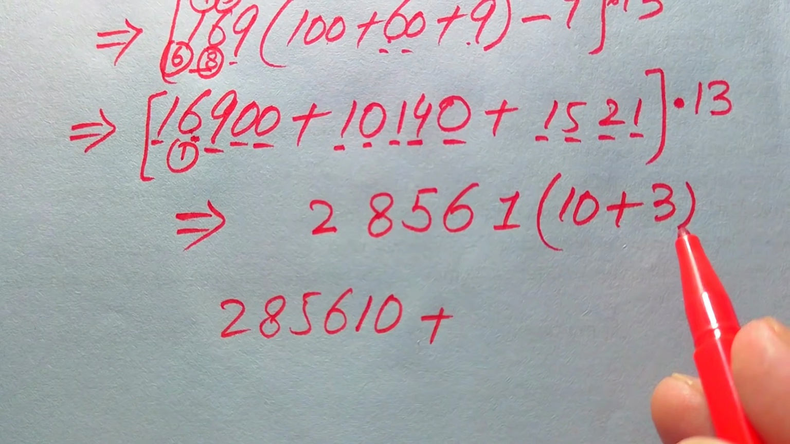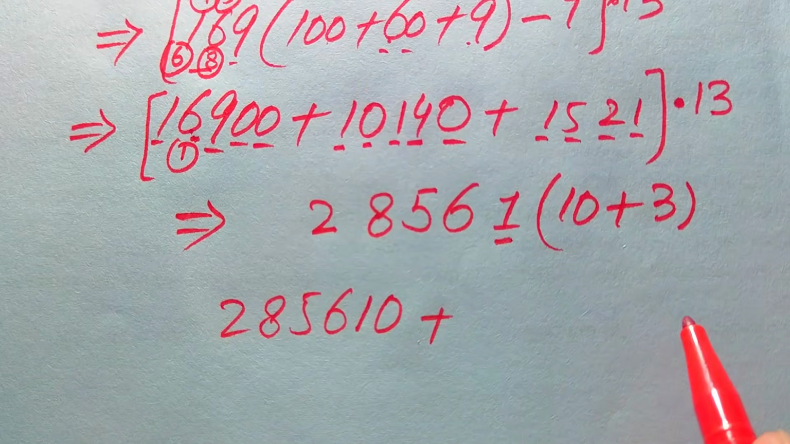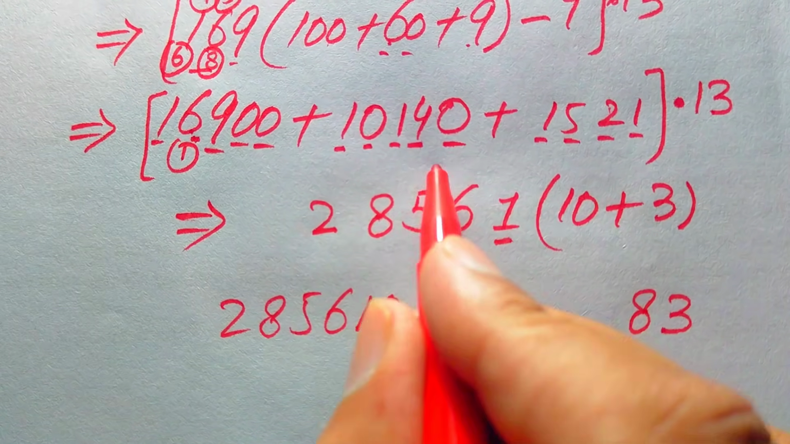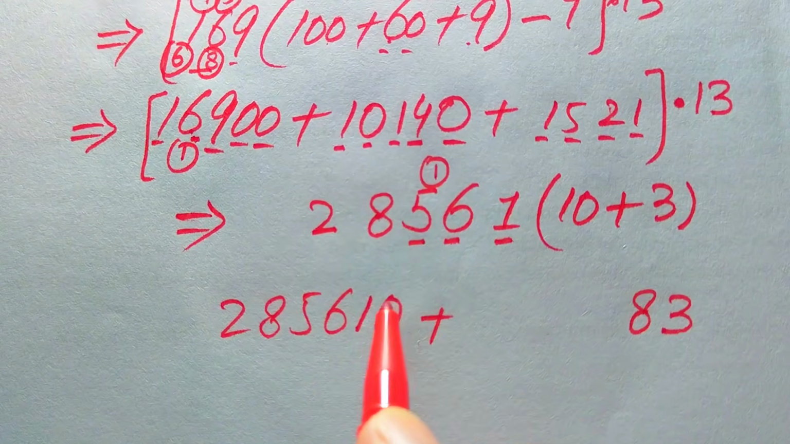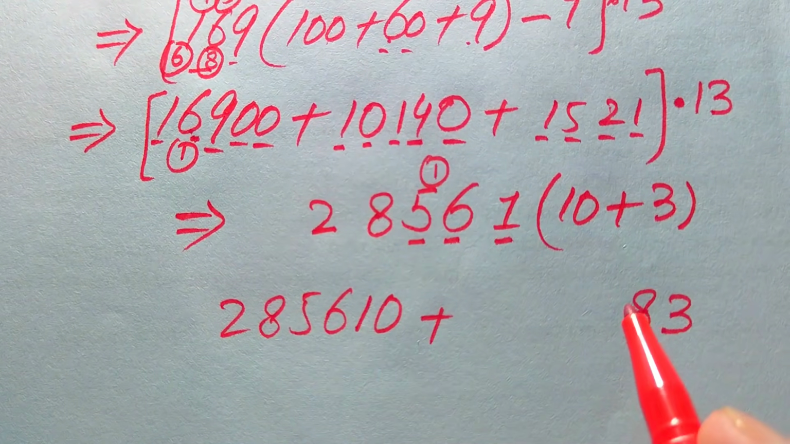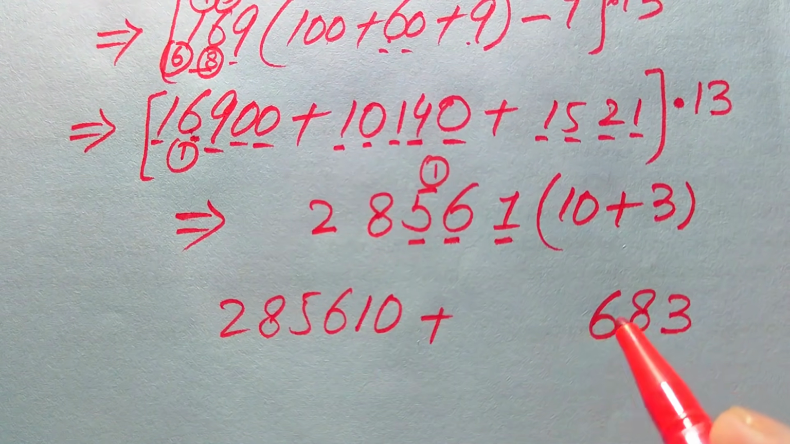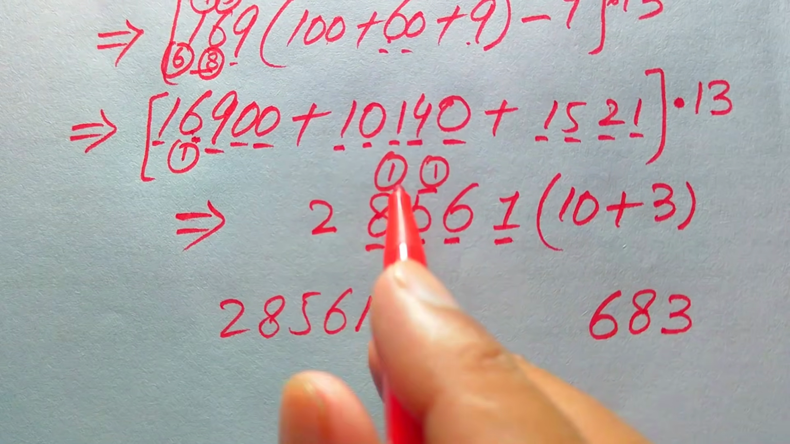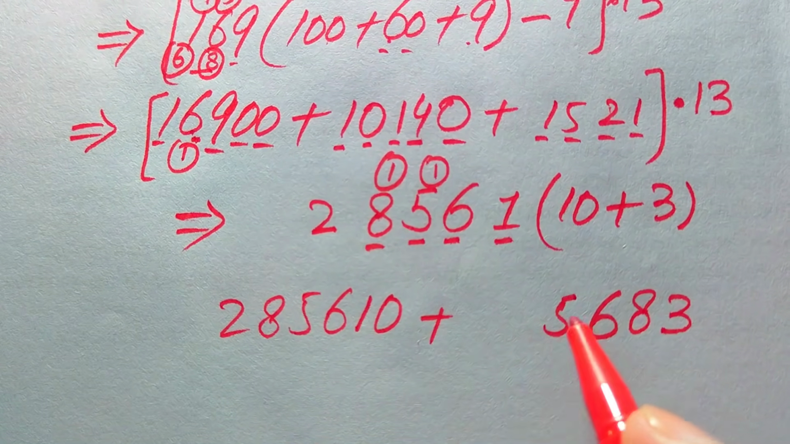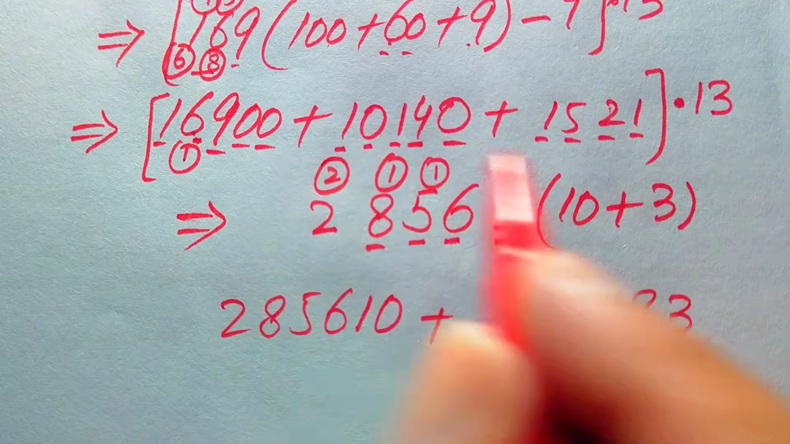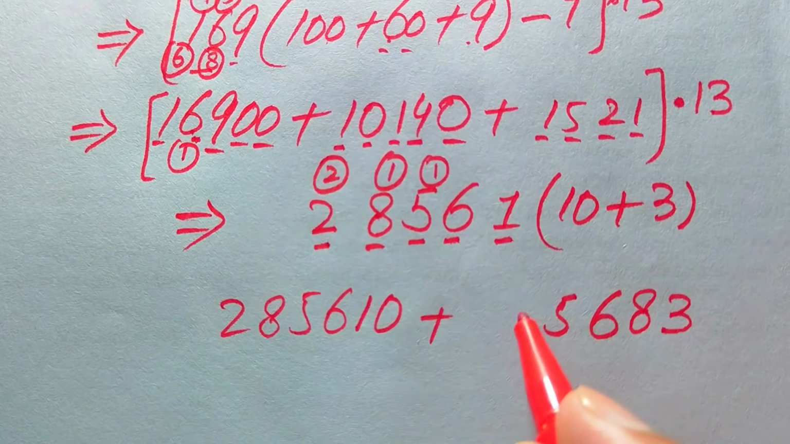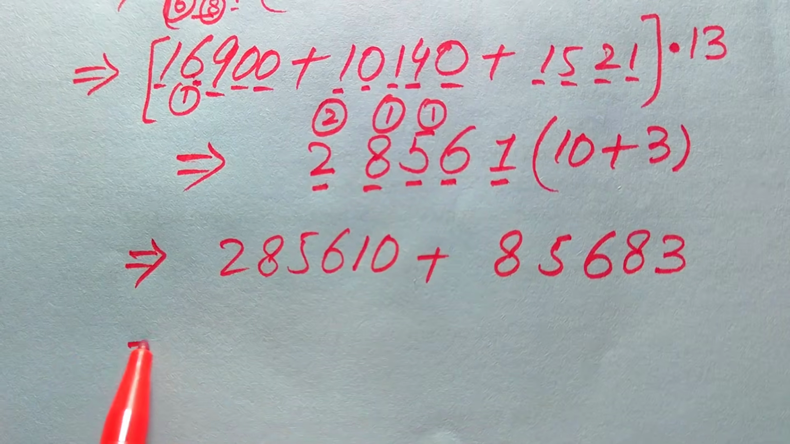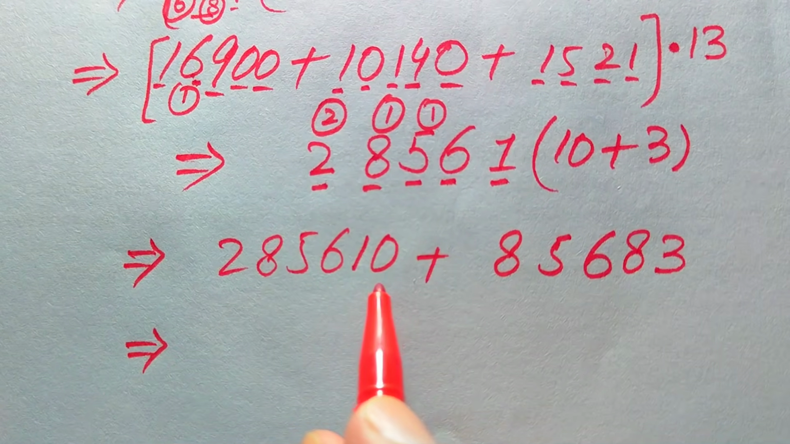And when we multiply this value by 3, we get 3 ones are 3, 3 sixes are 18, we write 8 and carry 1, 3 fives are 15, 15 plus 1 becomes 16, we write 6 and carry 1, 3 eights are 24, 24 plus 1 becomes 25, we write 5 and carry 2, 3 twos are 6, 6 plus 2 becomes 8. And now in the next step we need more simplification here.